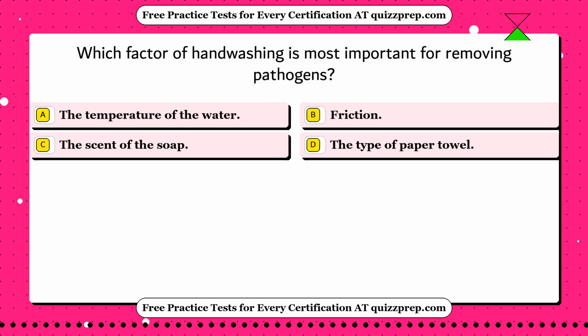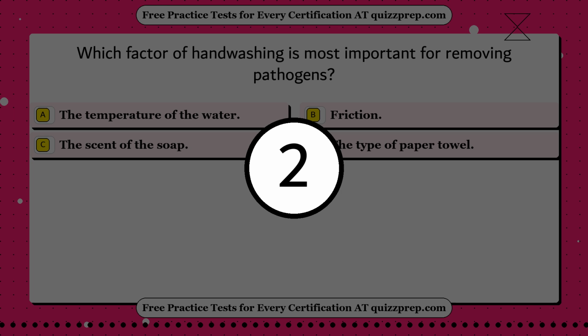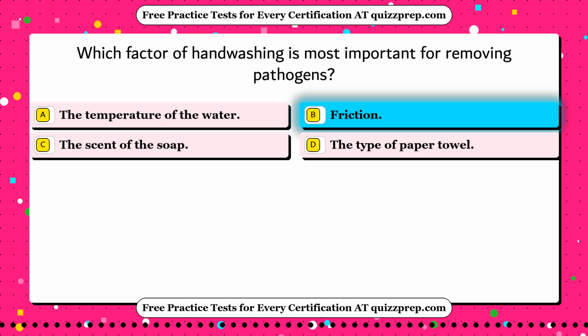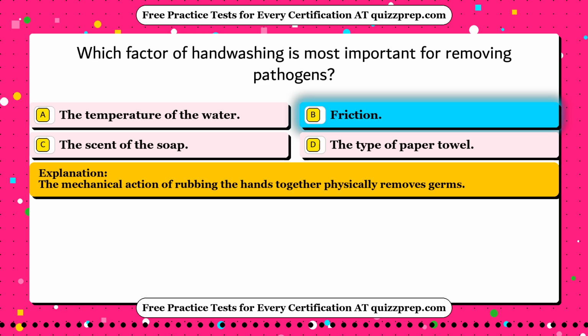Question 90. Which factor of handwashing is most important for removing pathogens? Option A, the temperature of the water. Option B, friction. Option C, the scent of the soap. Option D, the type of paper towel. The correct answer is option B, friction. The mechanical action of rubbing the hands together physically removes germs.